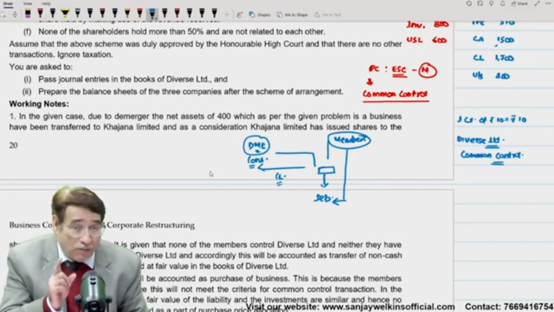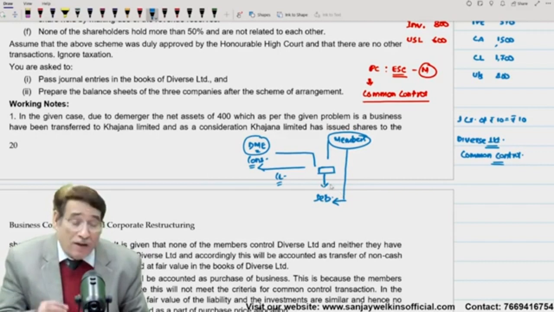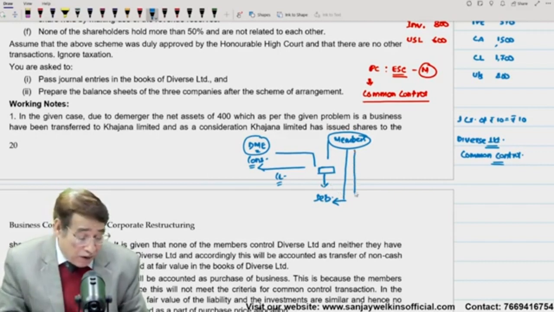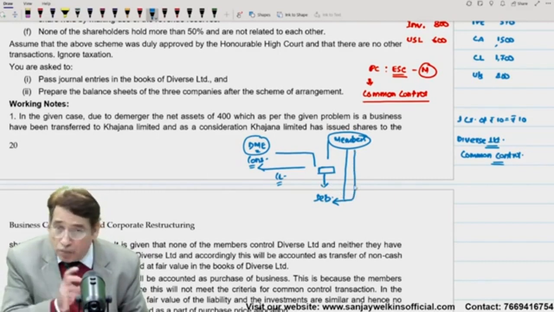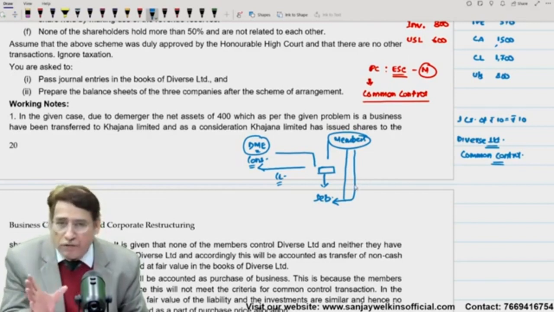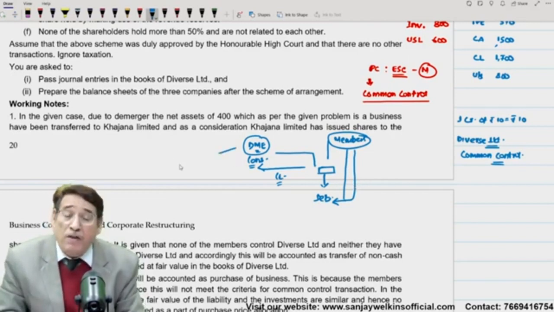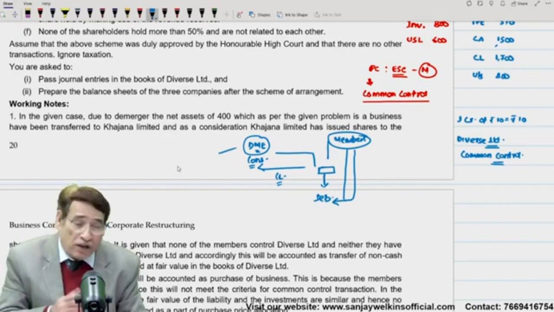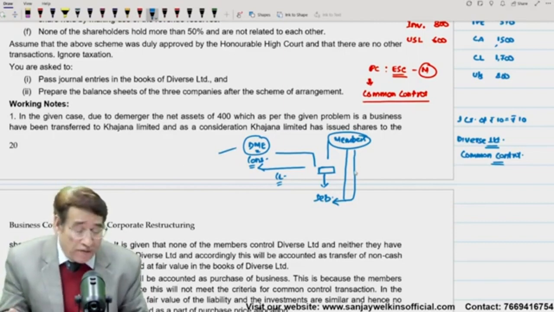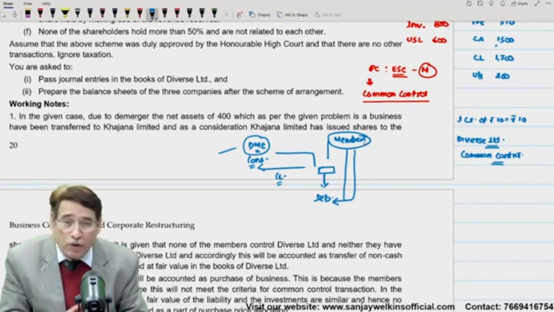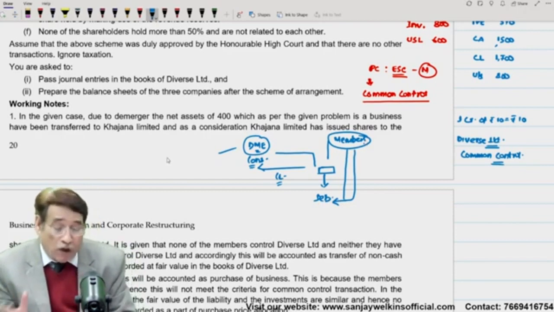But here you will have to be a little bit more careful. This time, debentures have been purchased by members. In spite of that, demerged entity is going to pass the entry. Why, sir? Why? Because this time, debentures have been purchased by members. So why demerged and why in the books of demerged entity we are going to do the entry? I will tell you. But what entry demerged entity is going to do?